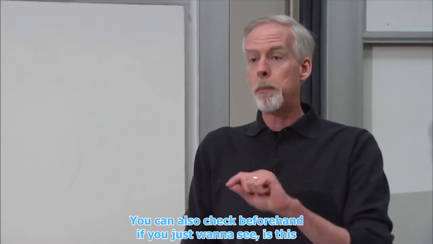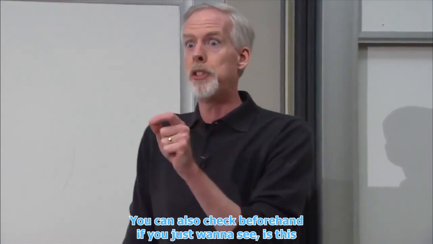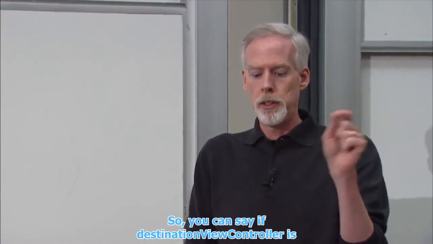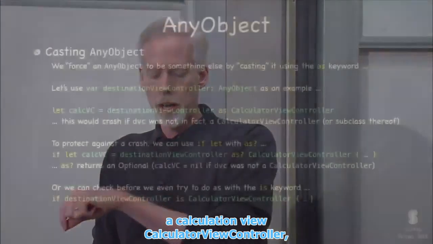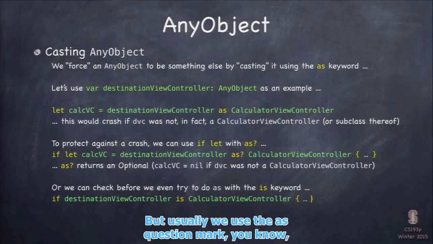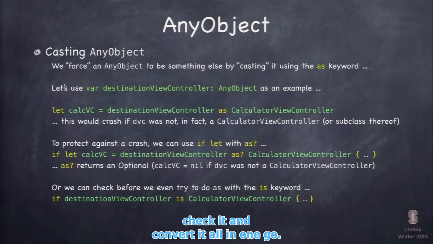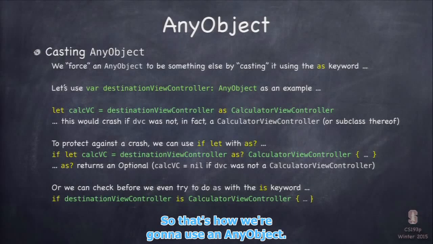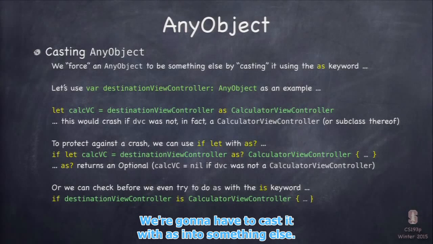You can also check beforehand if you just want to see, is this a calculator view controller? You can say is. So you can say if destination view controller is a calculator view controller, then I'll go ahead and do the as, for example. But usually we use the as question mark, check it and convert it all in one go. So that's how we're going to use an any object. We're going to have to cast it with as into something else.